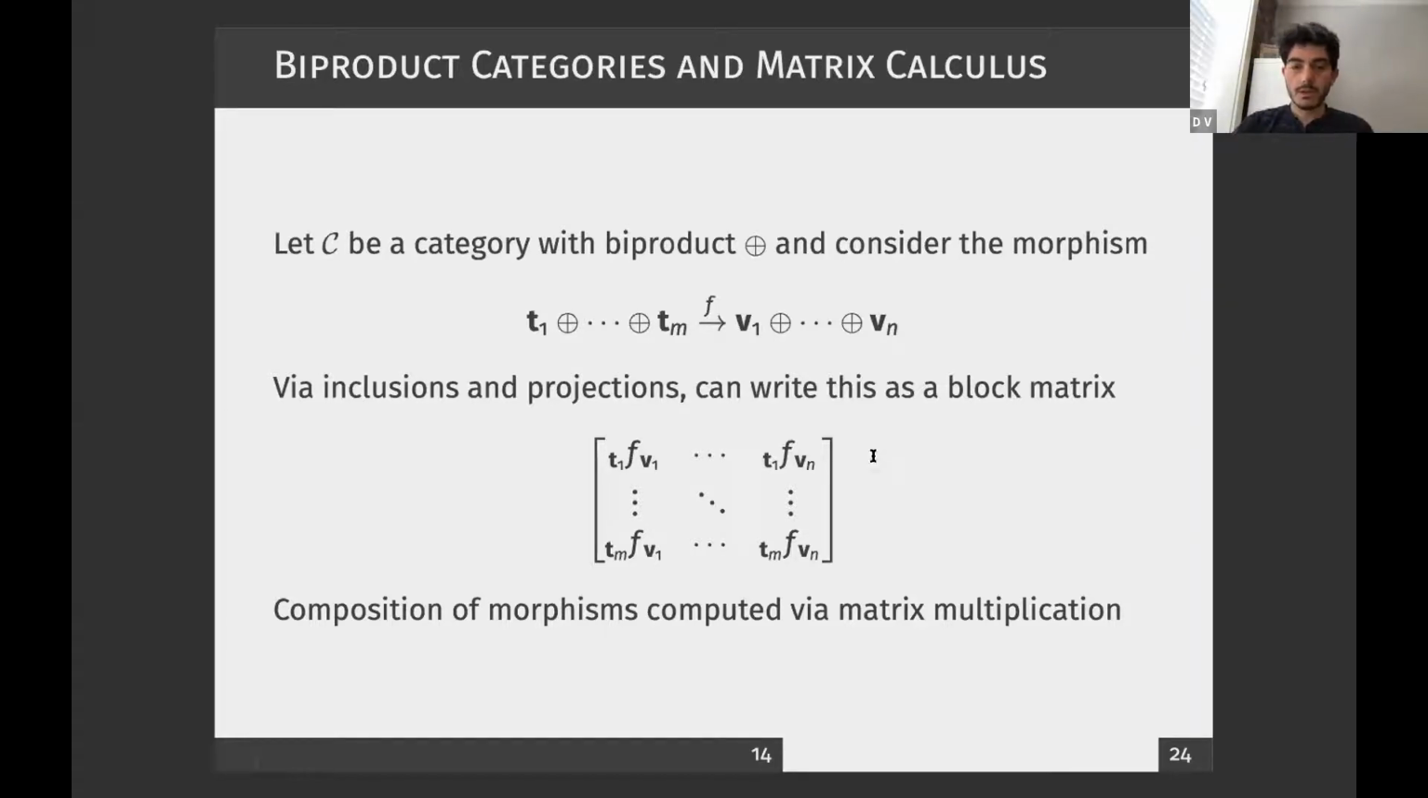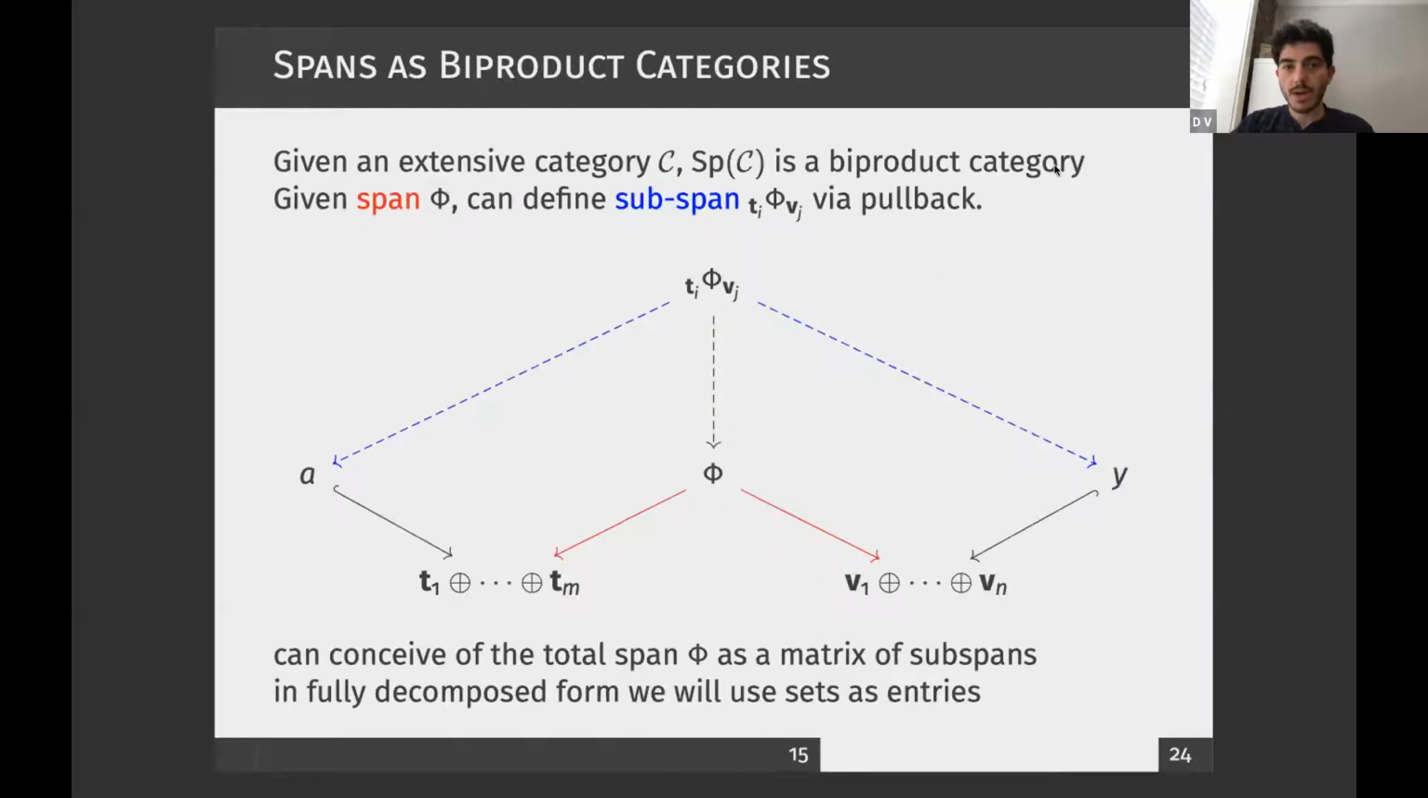Well, one family of biproduct categories is given by spans. If you have an extensive category C, and any topos corresponds to an extensive category, so don't worry too much about that, the category of spans in it is usually a bicategory, but we're going to quotient out the one-morphisms and only consider isomorphism classes of them. So we get that Span of C is a biproduct category. In fact, the coproduct in C corresponds precisely to the biproduct in Span C.